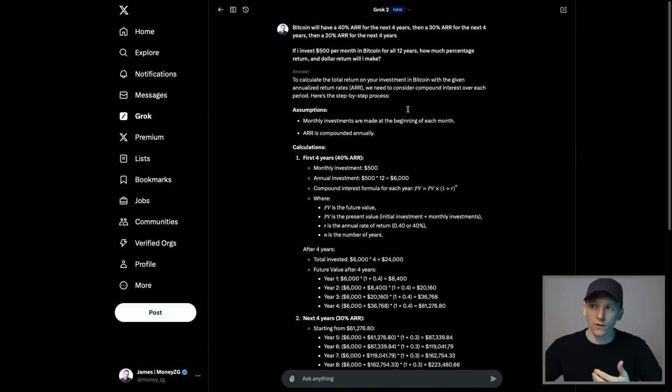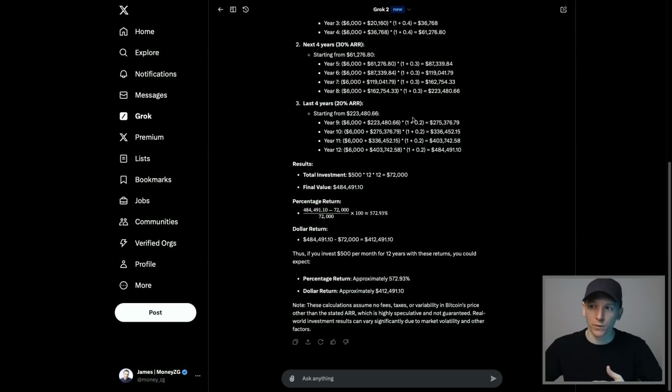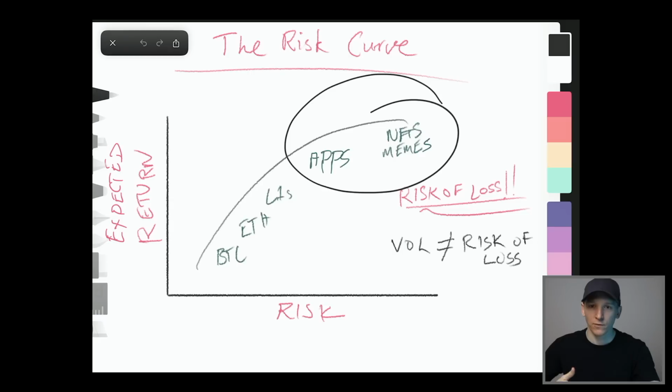Now, if I invest $500 per month for all 12 years, how much would I make? 6x, 600%, $412,000 as an investment return, plus the $72,000 that we put in. That is the base level. Doesn't matter about the nominal dollar amounts, it's the percentages. 6x, 600% is the benchmark to outperform. Now, I'll show you exactly the ways to trade, how to take more risk, how to time cycles if you want to do that, to outperform that 600%.